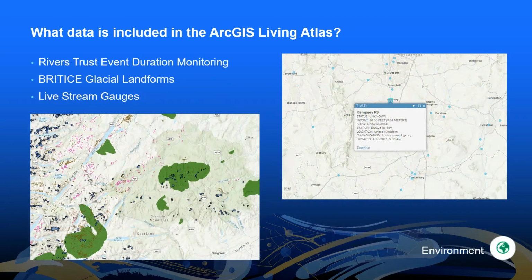In the environment category, we are incredibly lucky in the UK to have contributions from a wide range of organisations. This includes event duration monitoring data from the Rivers Trust, as well as glacial landforms from BritIce. There are also some really great global environmental datasets that cover the UK, including the live stream gauges layer shown on my screen here, which allows you to see up-to-date river flow values.